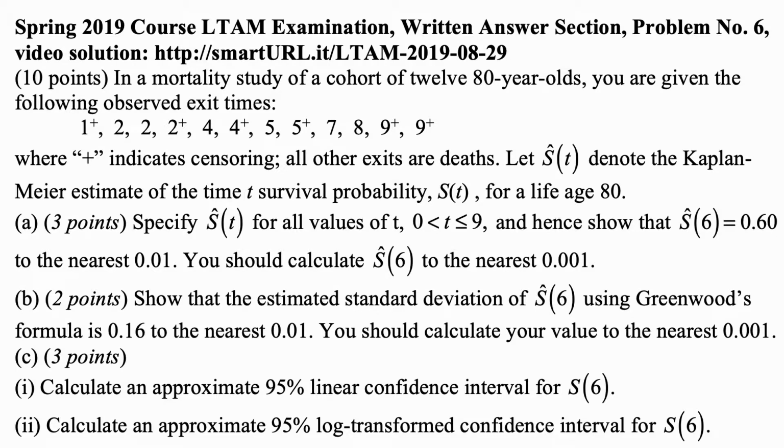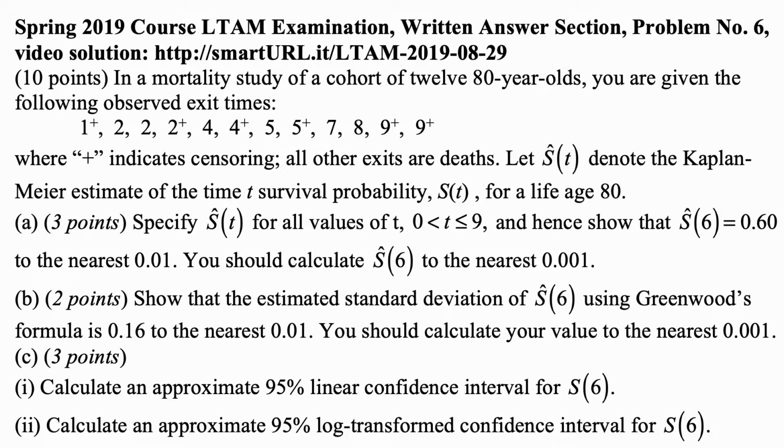Here's the problem for today for exam LTAM. This is the last problem from the spring 2019 course LTAM examination, the written answer section. In a mortality study of a cohort of 12 80-year-olds, you are given the following observed exit times: 1 plus, 2, 2, 2 plus, 4, 4 plus, 5, 5 plus, 7, 8, 9 plus, and 9 plus, where plus indicates censoring. All other exits are deaths.